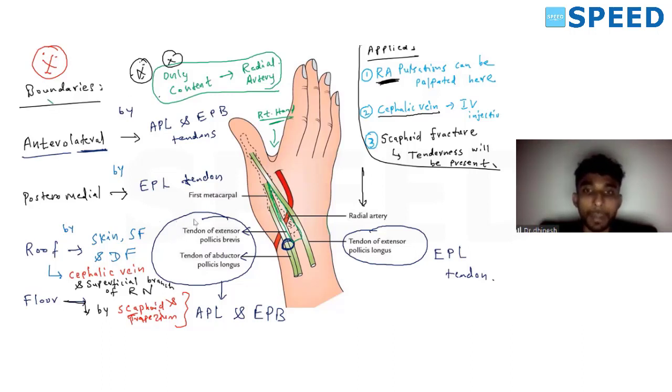Let me mark in black color. Do you see one triangular shaped depression here? Right? This is the area called the anatomical snuff box.